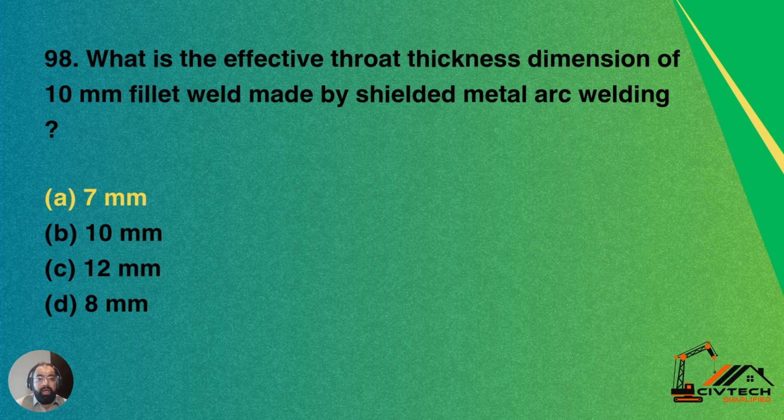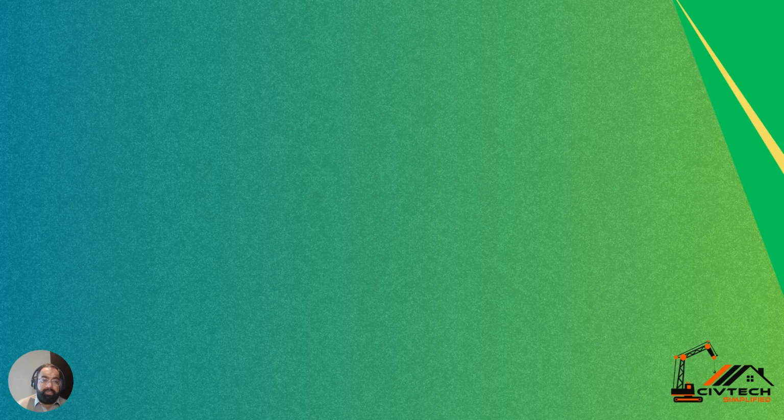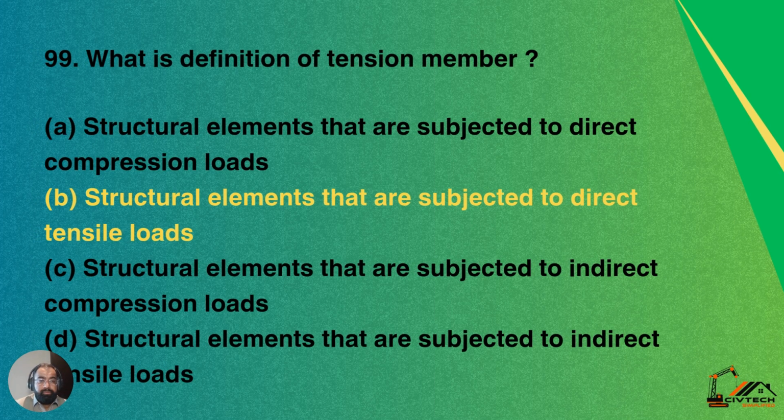Question 98. What is the effective throat thickness dimension of 10 mm fillet weld made by shield metal arc welding? So option A 7 mm, option B 10 mm, option C 12 mm, option D 8 mm. So A is the correct answer, 7 mm.